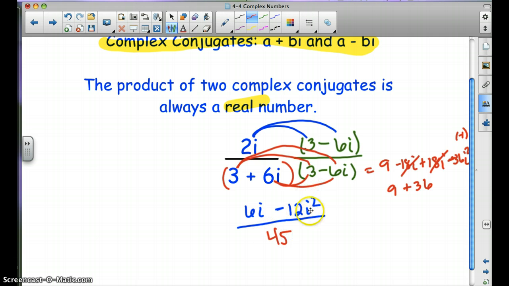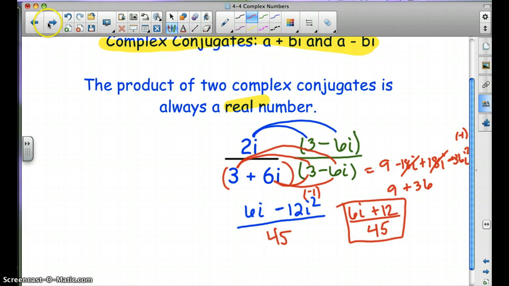And we can simplify this i squared. So this is a negative 1. So it ends up being 6i plus 12 over 45. And that's what we want. We don't want any i's in the denominator. Can't do that. That's illegal.